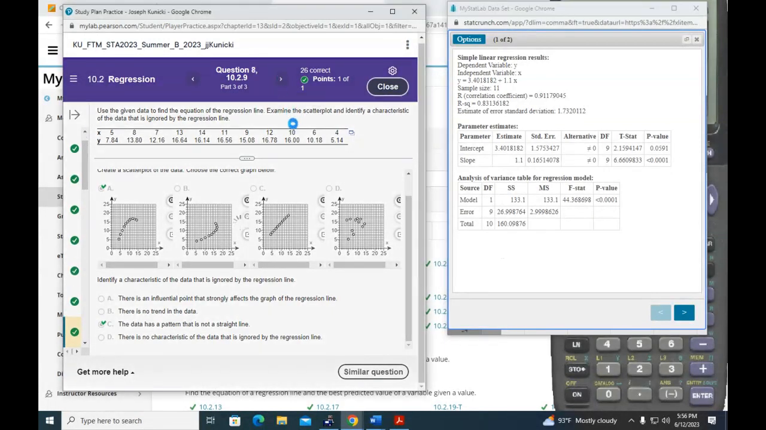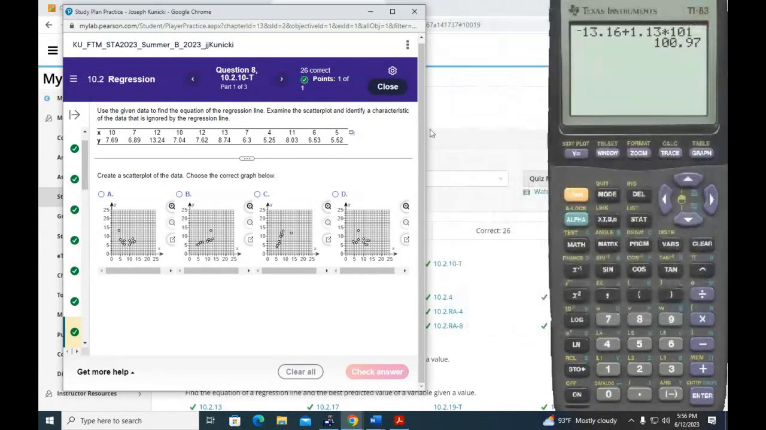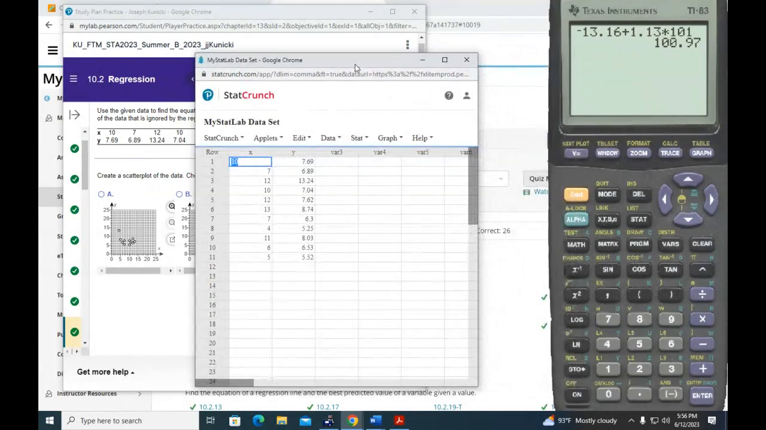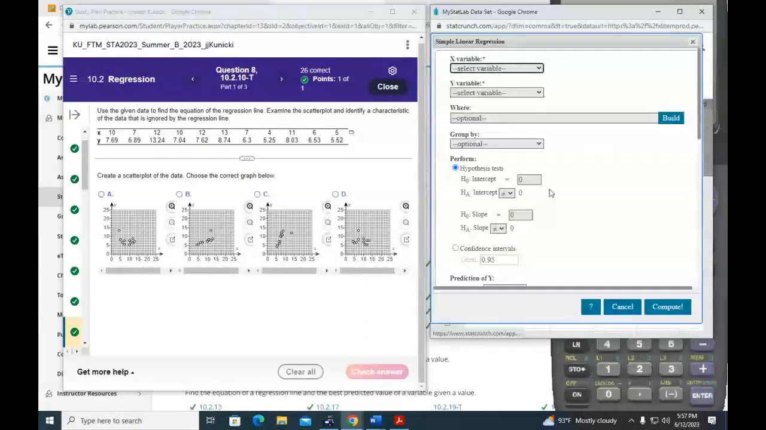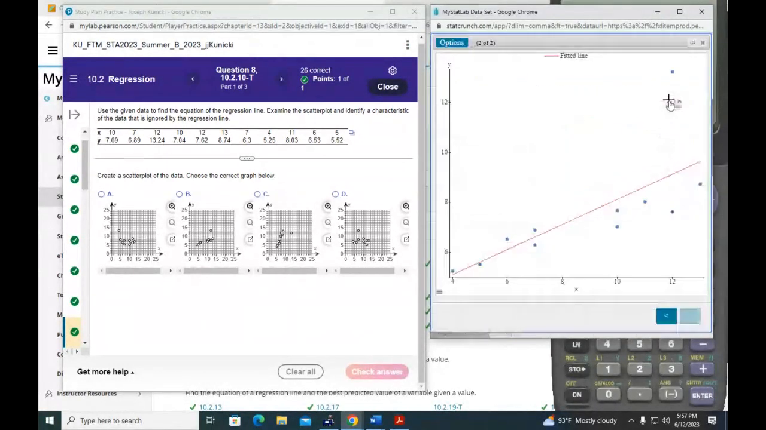We'll keep going here. 10. This one's just X's and Y's again. So I'll close this and open up StatCrunch. I found you could just reopen StatCrunch on the next problem and it will close out the last one. Sometimes they back up and you got a bunch of them open. So regression, simple linear, X, Y, compute. So the scatter plot is B.